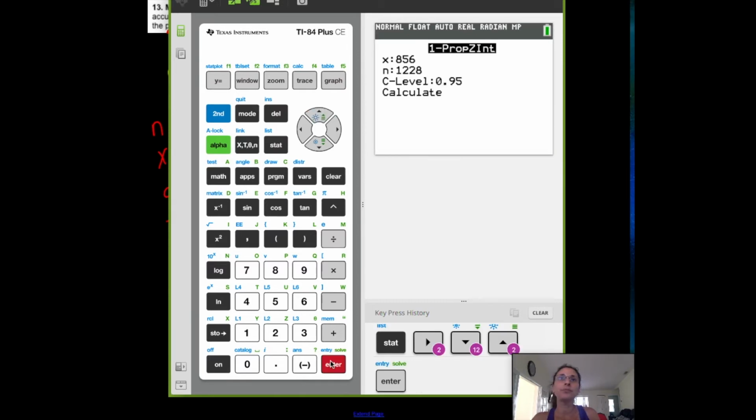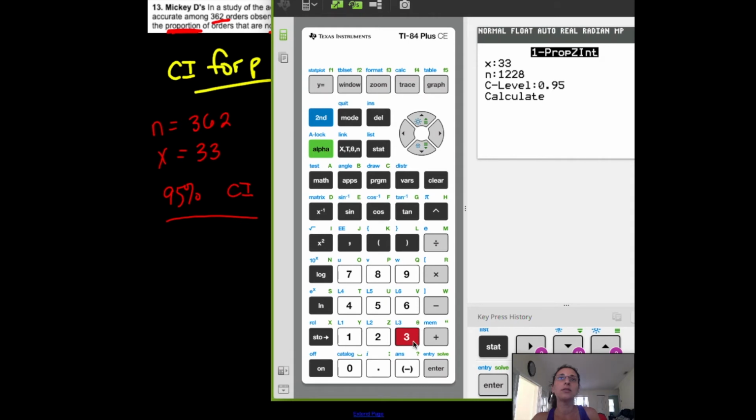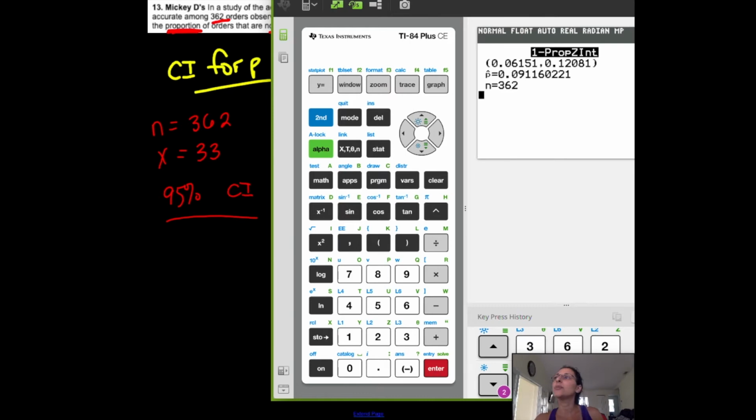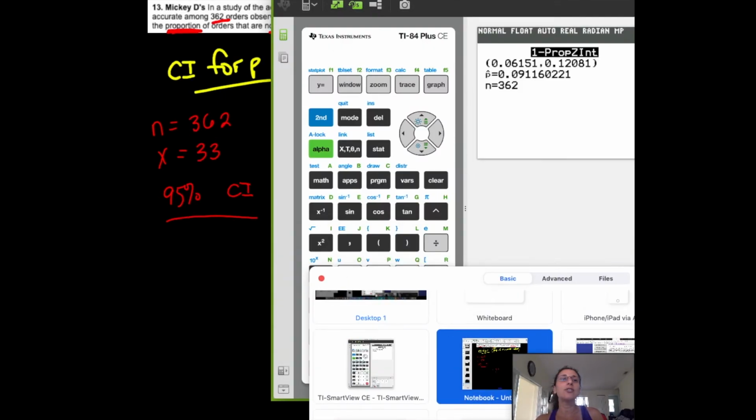Enter. It asks for x. What was x? 33. It asks for n. What was n? 362. And it asks for my confidence level, which is again 95%. Boom. There's my confidence interval. So now let's write it down and interpret it.